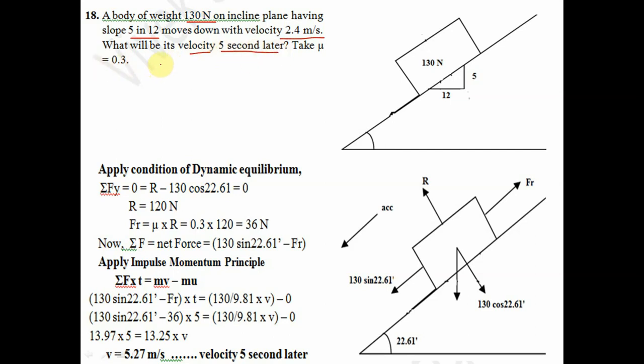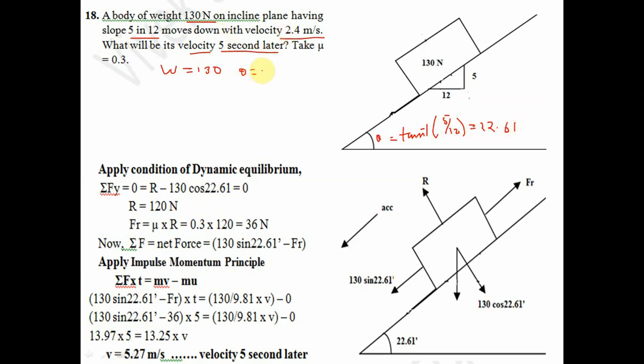Now we are given the weight 130 Newton. The slope is given as 5 by 12, so this theta we have to calculate by tan inverse of 5 by 12. So we will get 22.61.